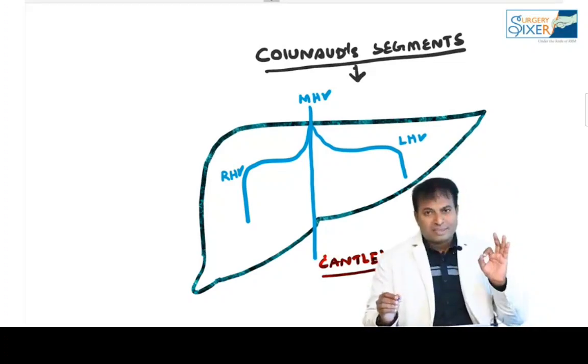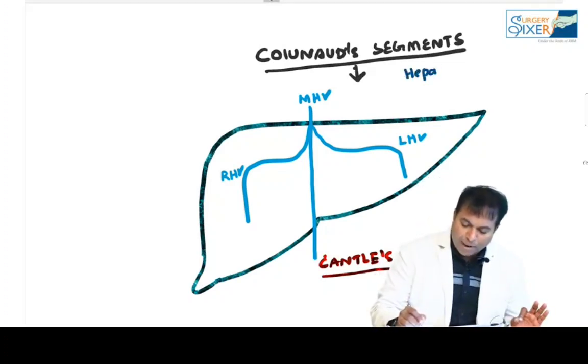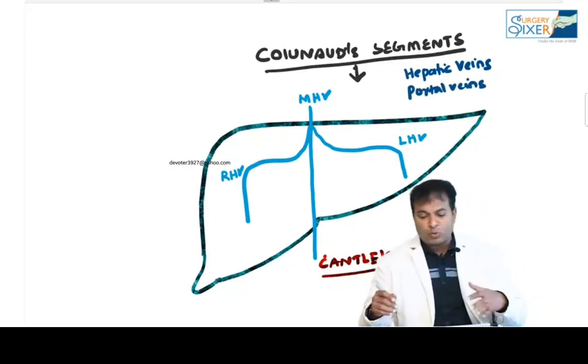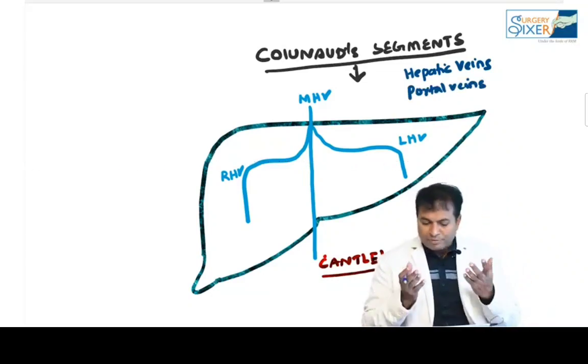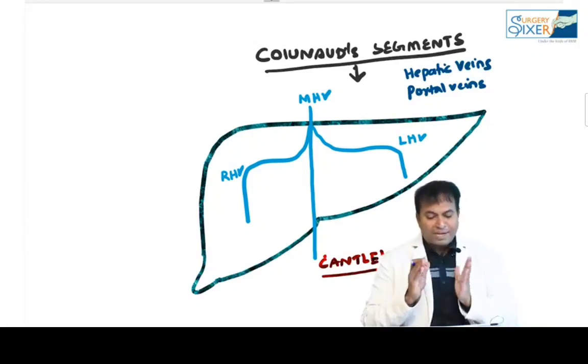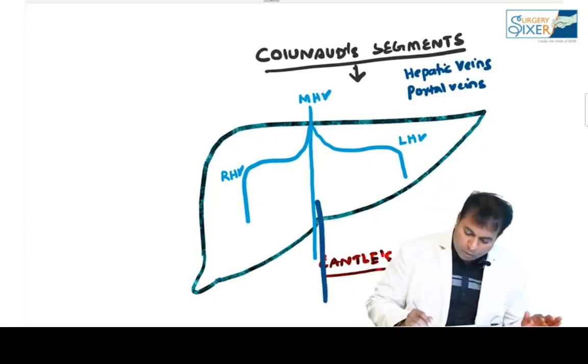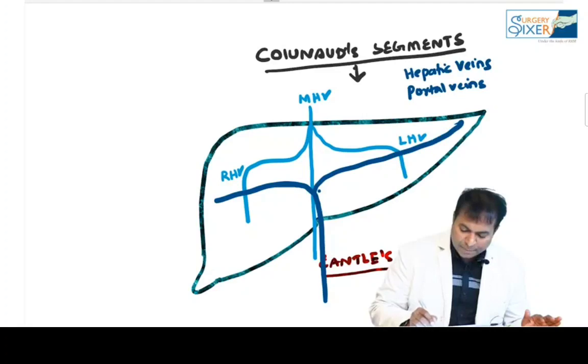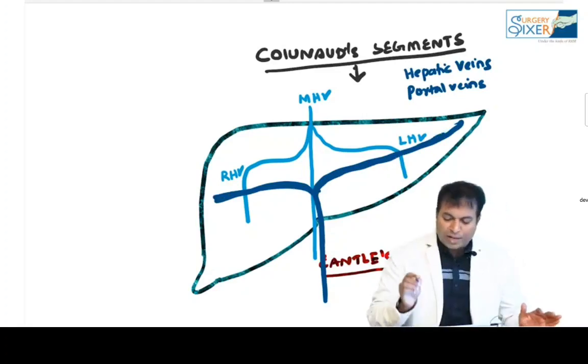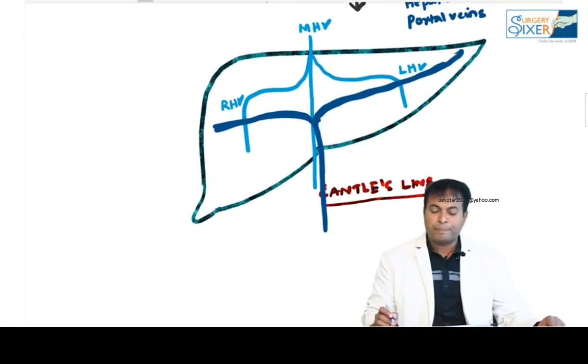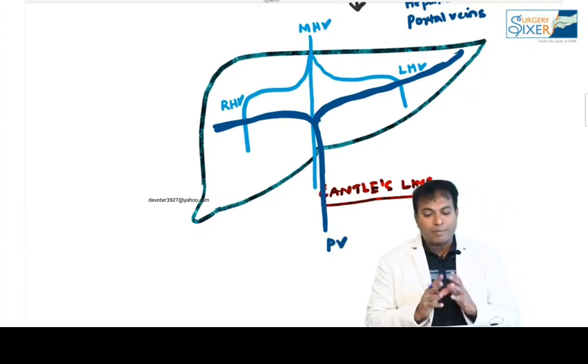The Couinaud segments of the liver are formed not only by hepatic veins, but also by portal veins. Many times this is a controversial question. The examiners may ask, Couinaud segment is based on dash. You can very well say it is not only based on the hepatic vein. The hepatic vein divides the liver into 4. Now the portal vein coming from below will divide the liver into 8. They divide into right and left, and now there are totally 8 segments formed.